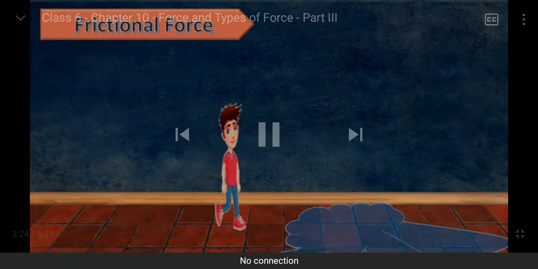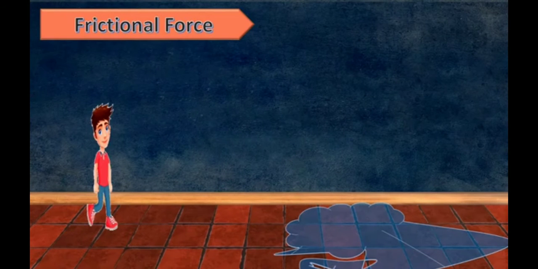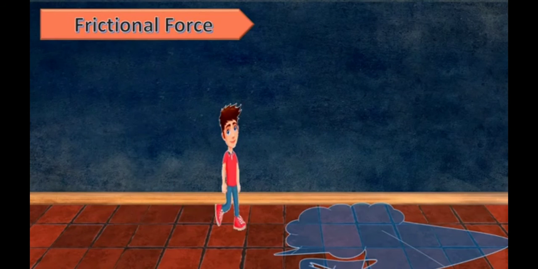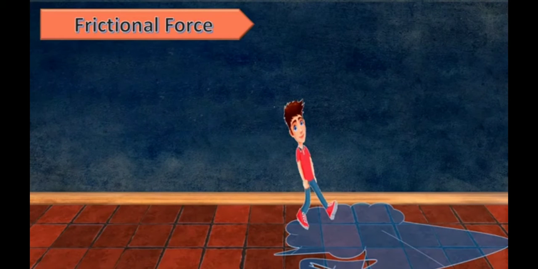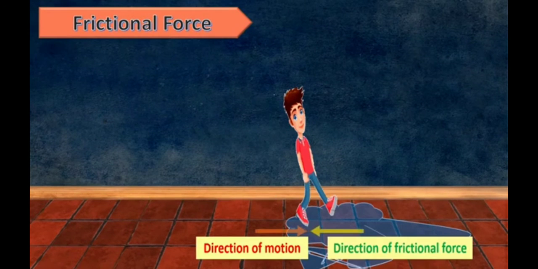See here, frictional force. The boy is moving, and on the floor, in the place which is wet, some water is spilled over there. So what happens to the boy? He tries to fall down or slips down. Direction of motion here, and direction of friction force. You can see he is moving in his own direction, but as the surface is wet, what happens to him?